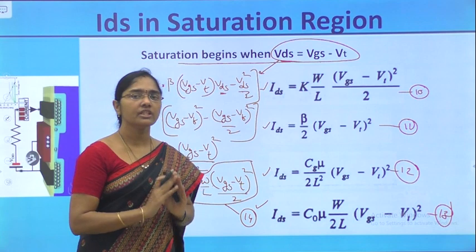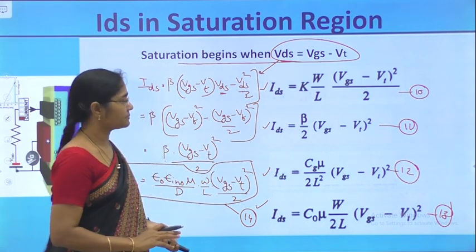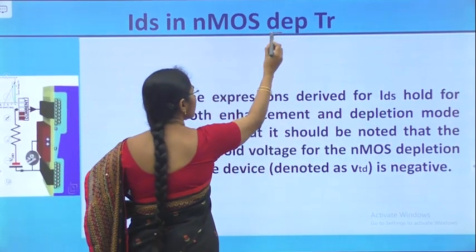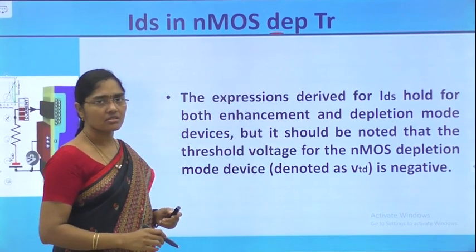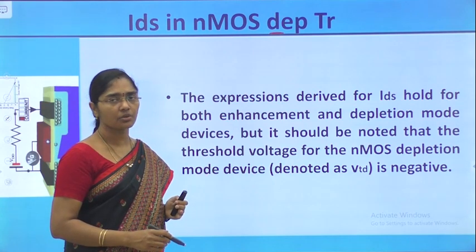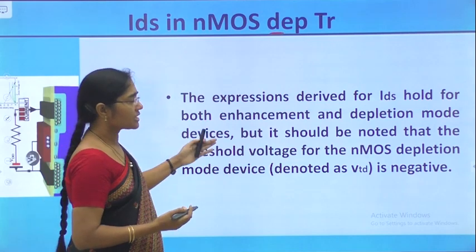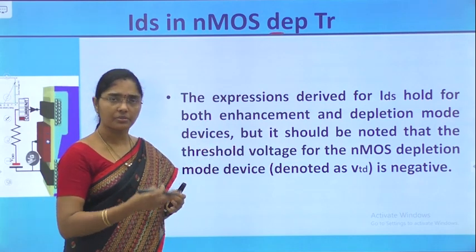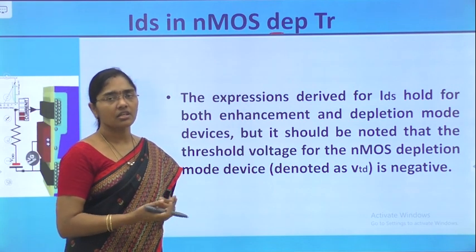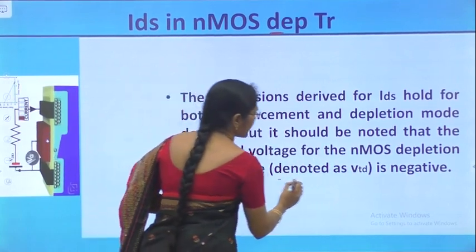Now we have derived the current equations of the saturation and non-saturation regions. We have derived them so far for the enhancement transistor. For the depletion transistor, what are the current equations? For the depletion transistor also, the current is the same, the operation is the same, the voltages required are the same. The only change is that a physical channel exists. Therefore, the threshold voltage is negative.